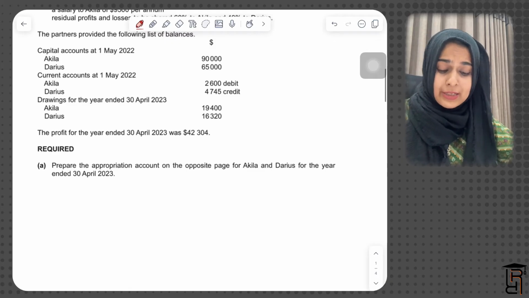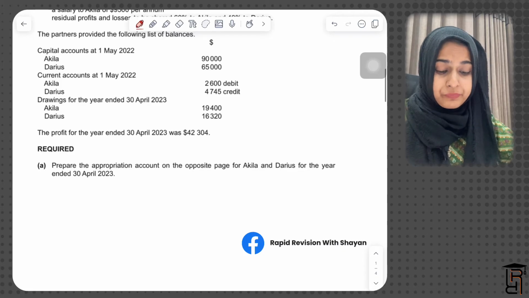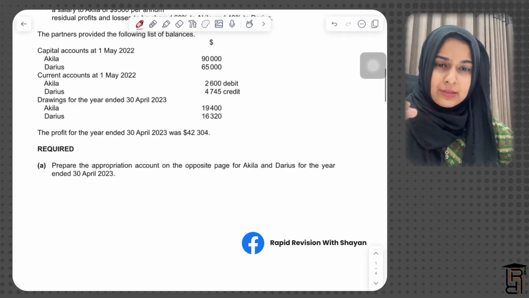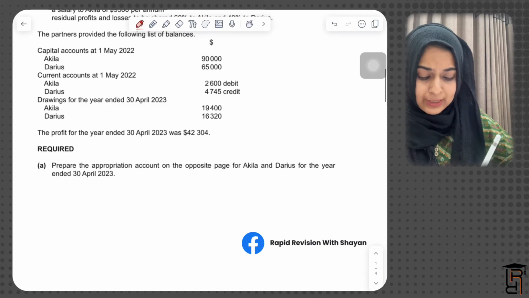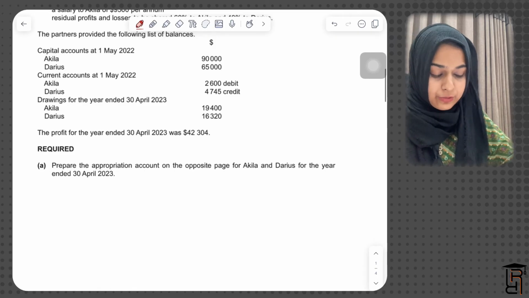Then in part A, prepare the appropriation account on the opposite page for Akila and Darius for the year ended 30th April 2023. The appropriation account is quite easy because it is in a specific format. When you start an appropriation account, the first value will be the profit for the year, which in this question is 42,304.